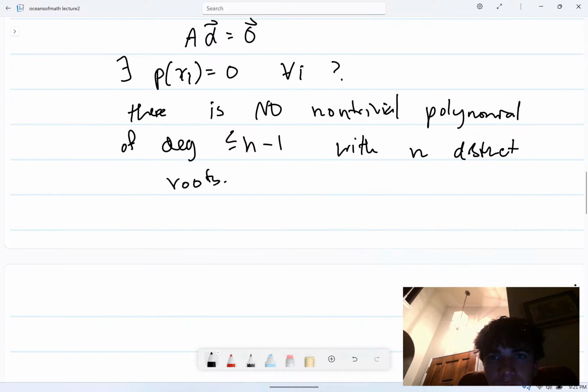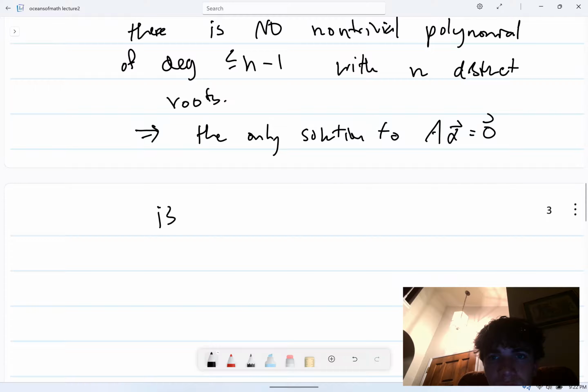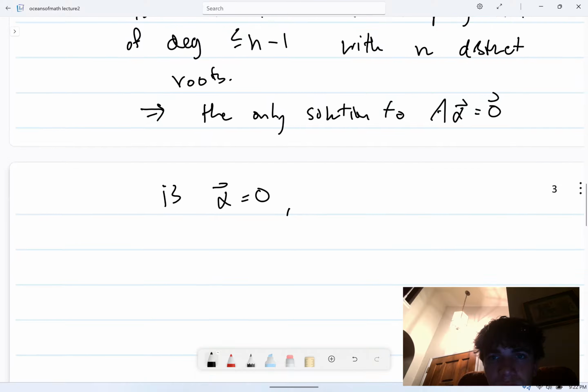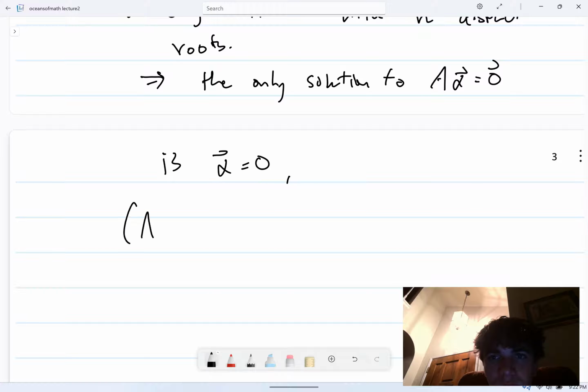Okay? So then the only solution to A alpha equals 0 is alpha equals 0, which basically says that the null space is trivial. So null space of A is trivial.